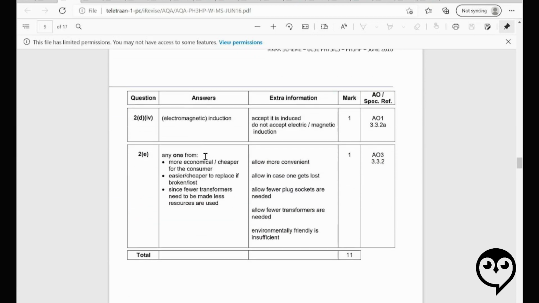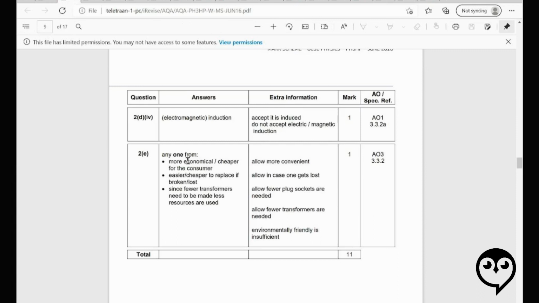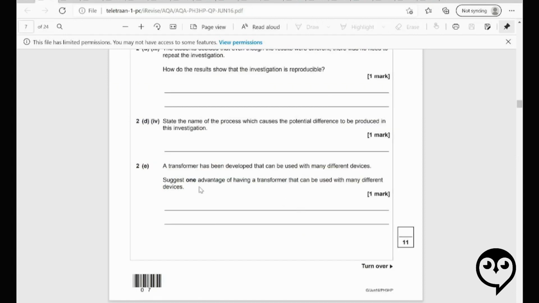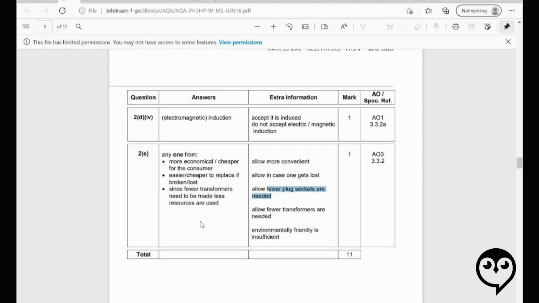Okay, EM induction, and then the transformer. It's more economical, cheaper for the consumer, cheaper, easier to replace. Yeah, because you can use them anywhere. Since fewer transformers need to be made, less resources are used. Okay, fewer transformers needed, fewer sockets are needed, environmentally friendly. What was having a transformer that can be used with many different devices? Well, we don't want to make more transformers than is needed.